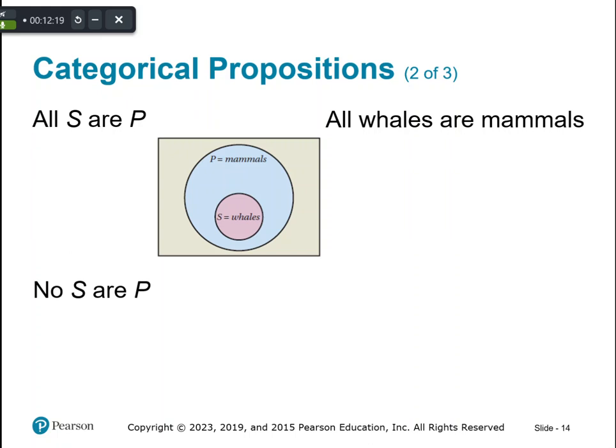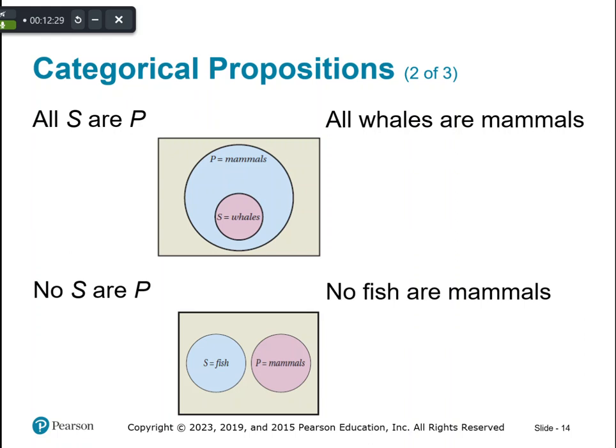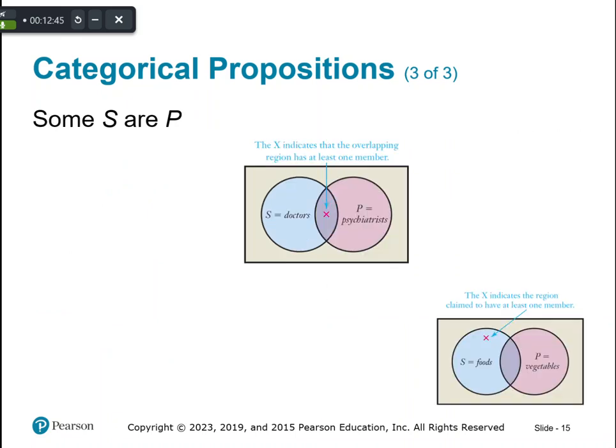No S are P. Okay, so this is the categorical proposition. Either all are or no are. So no fish are mammals. Fish and mammals are disjoint sets. Notice how the terms set us up for what's happening. Right? No is disjoint. All is telling us a subset.